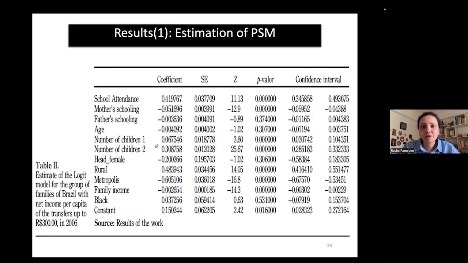This is the estimation of the PSM. The first part is the traditional estimation of a probit or logit model. So you have all the variables of interest you included, or your X's, the coefficient, the standard deviation, and it is showing you the factors affecting the probability of being selected into the Bolsa Familia program.